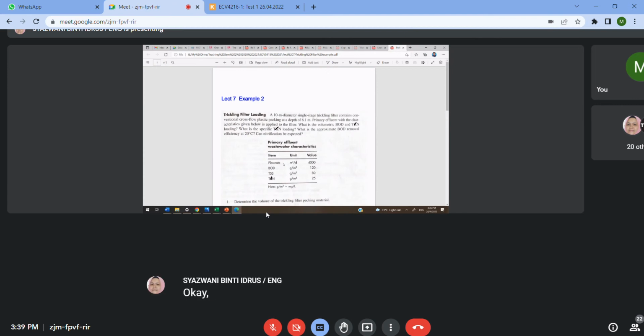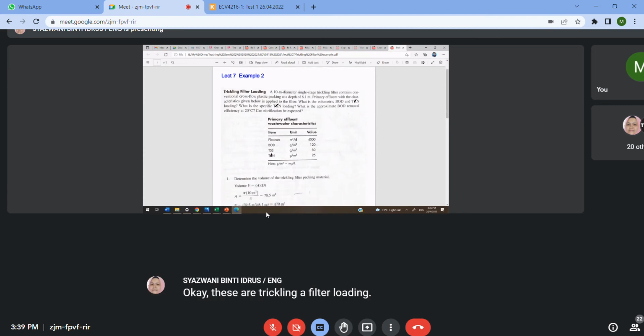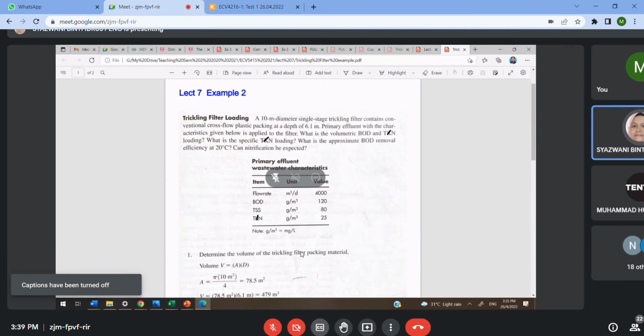Okay, this is trickling filter loading. A 10 meters diameter single stage trickling filter contains conventional cross flow plastic packing at a depth of 6.1 meters. This example is not too long. The solution is not too long, but the problem is you have to refer to a few tables before you can solve this equation. But the steps are not many. You can read the question first.